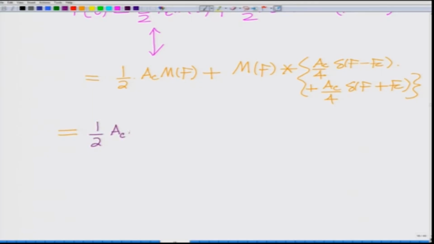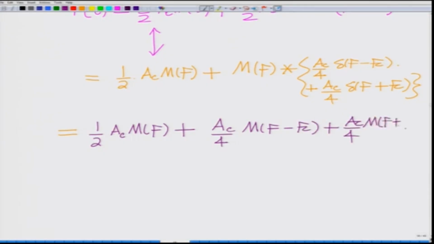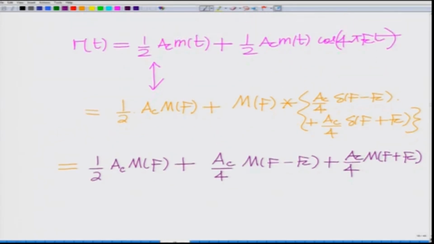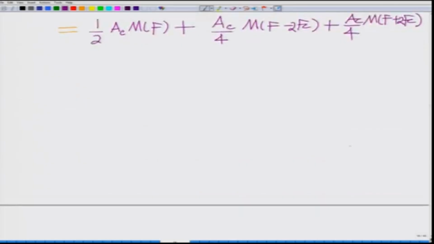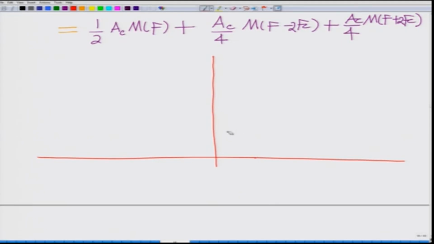Which is equal to half A c M f plus A c over 4 M f minus f c plus A c over 4 M f plus f c. I am sorry, cosine 4 pi f c t has components at 2 f c. So, this is A c over 4 delta f minus 2 f c plus A c over 4 delta f plus 2 f c. So, this is A c over 4 M f minus 2 f c, A c over 4 M f plus 2 f c, and therefore, naturally when I draw the spectrum of this, I am going to have the baseband component, correct, that is your half A c M f, that is going to be there.